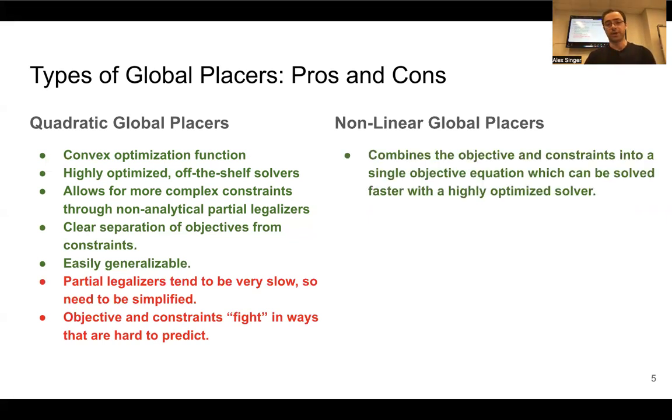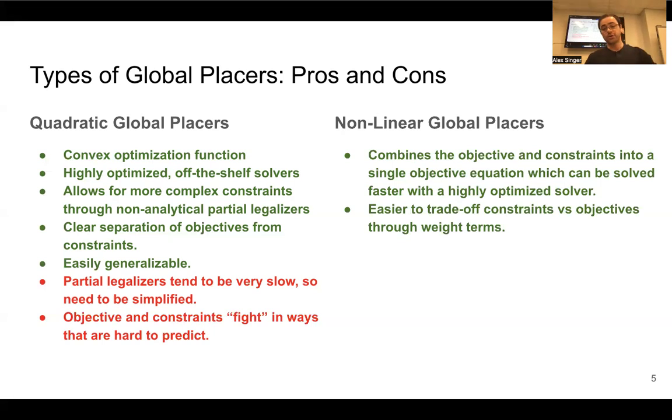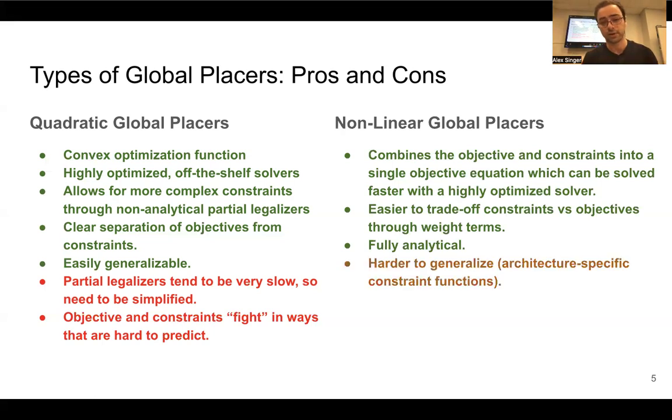Next, the nonlinear global placers. A big positive is that it combines the objective and constraints into a single objective equation, which can be solved faster with a highly optimized optimizer. It also is easier to trade off constraints versus objectives through weight terms because you control the equation, and it's fully analytical, as opposed to the quadratic global placer, which tends to be a little less analytical.